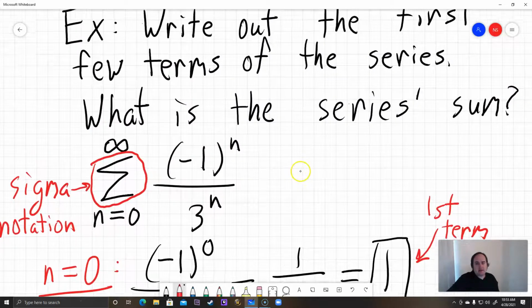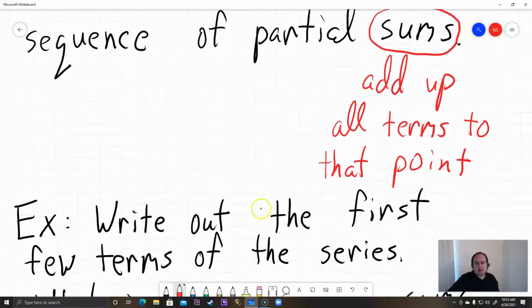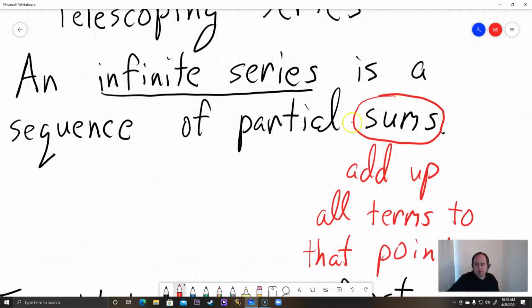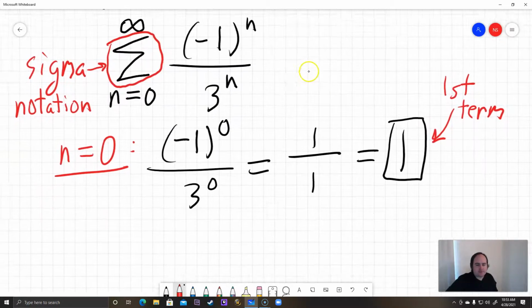So notice it asks us to write the first few terms of the series, but like I said, a series is a sequence of partial sums, which means instead of just plugging in the numbers, you're actually going to be adding up all of the values up to that point. That's why they're called partial sums, because you have the partial number of terms there. Okay, so all the terms up to that point.